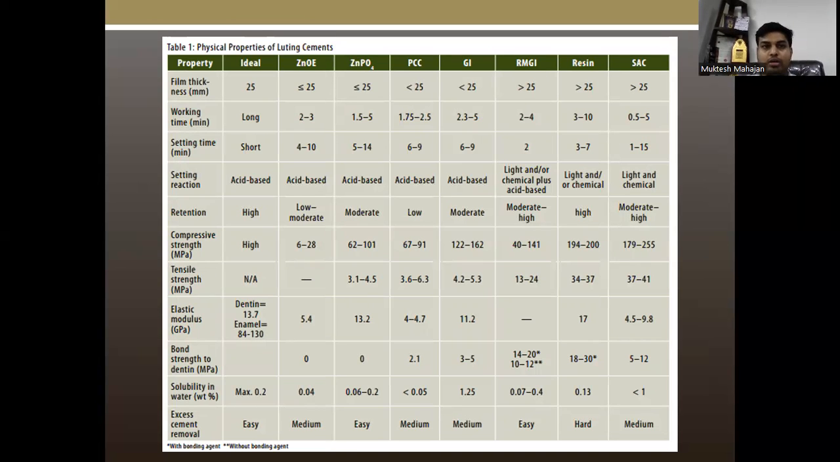This is a chart about the different properties of the luting cements, and the ideal film thickness is 25 microns. As you can see, it describes the film thickness, working time, setting reaction, retention, compressive strength, tensile strength, elastic modulus, bond to dentin, solubility in water, and excess cement removal. It is a comparison of all the cements, and the ideal values are also given in the first row.